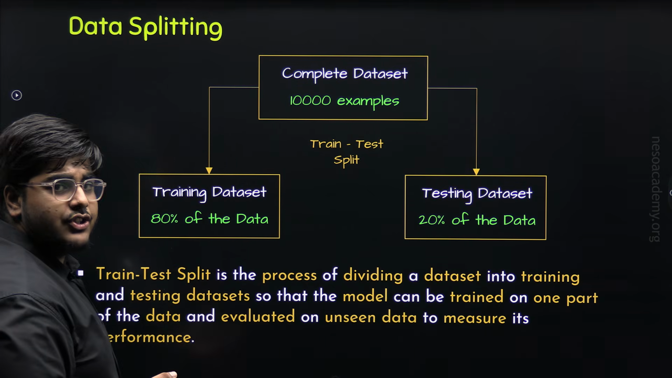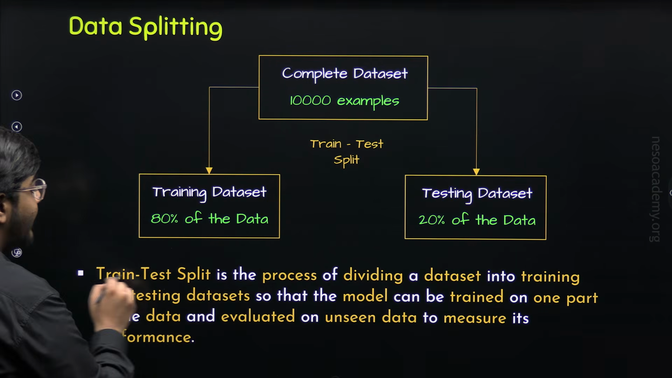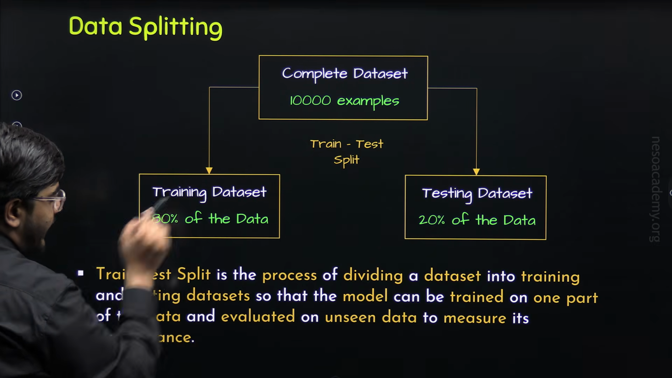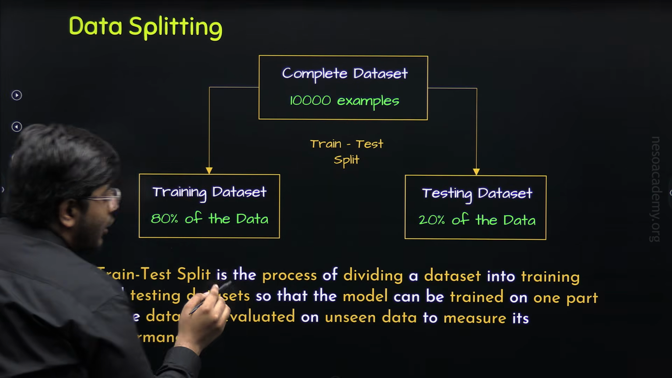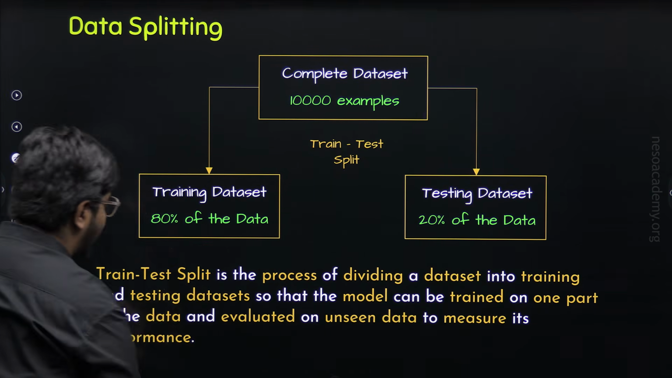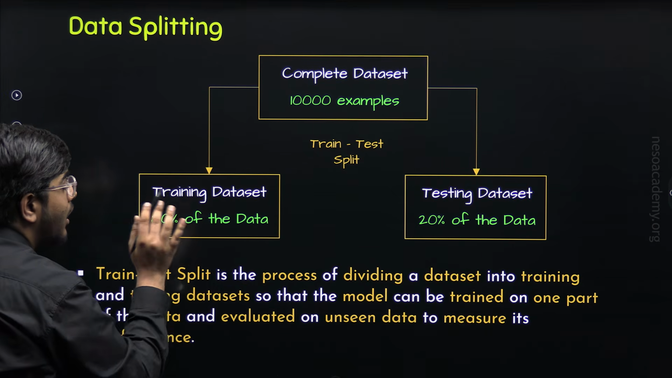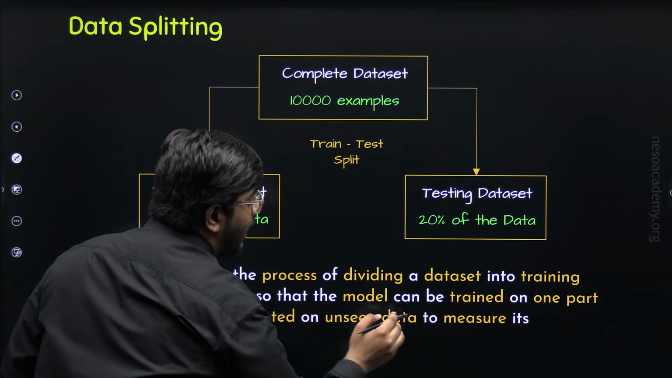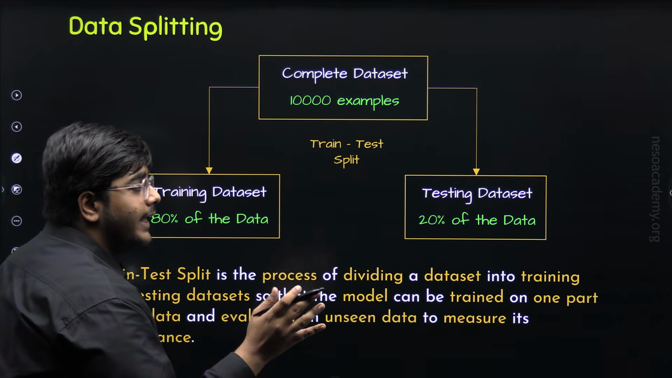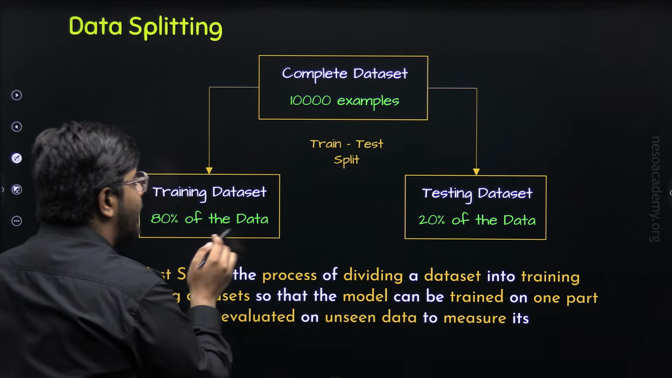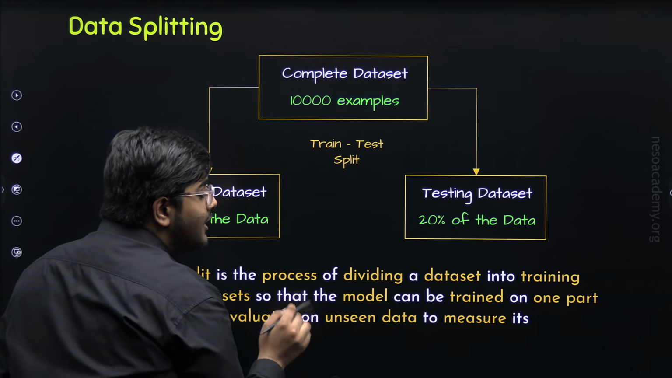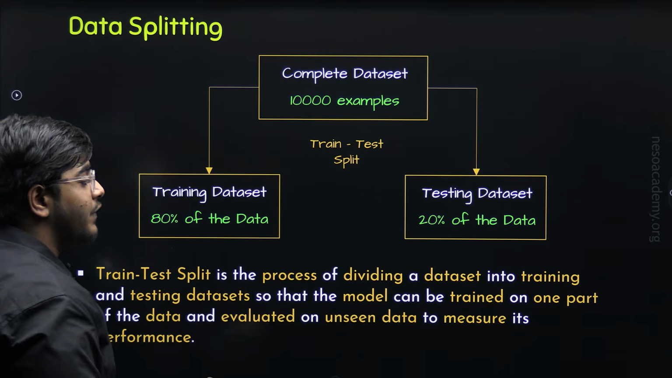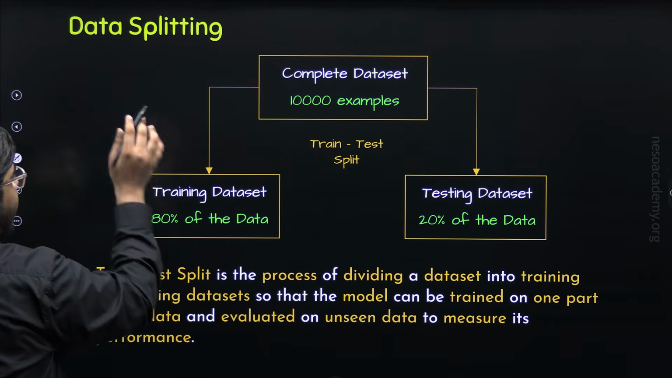So this is a very simple definition. We have already understood it. Train test split is the process of dividing the total available data into two parts, training dataset and testing dataset, so that the model can be trained on one part of the data, that is training data set, and evaluated on unseen data. Testing data set contains the data that is totally different from the training data set, so that the model's performance can be evaluated, how well it is trained on the training data set. So this is the definition of train test split or data splitting.